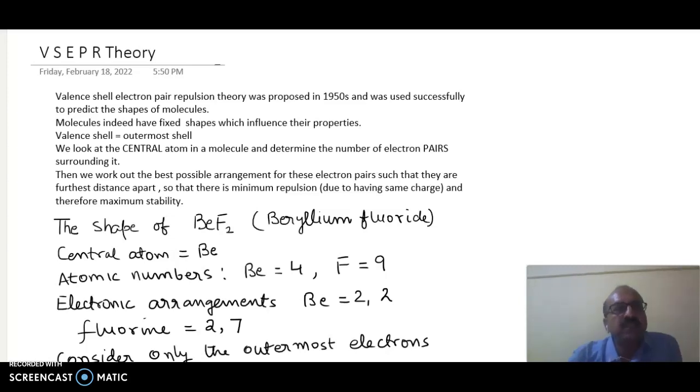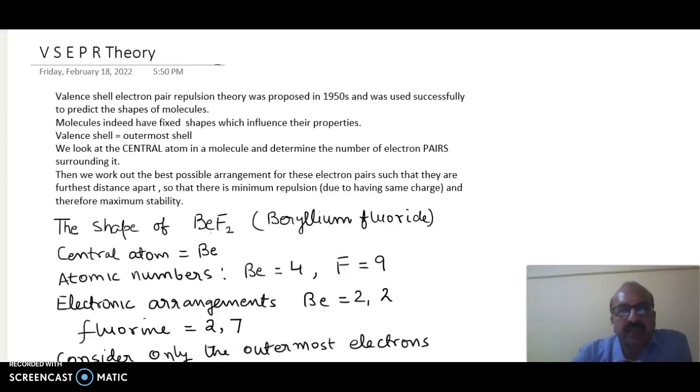Now, to understand how this theory works, we can consider a simple molecule like beryllium fluoride, and let's try to find out what shape this molecule might have according to VSEPR theory. So first we look at the central atom. It is obvious that the central atom in BeF2 is Be, beryllium, and it is surrounded by two fluorine atoms. So to apply this theory, we look at the atomic numbers of the atoms. The atomic number of beryllium is 4, which we can find from the periodic table, and fluorine is 9.